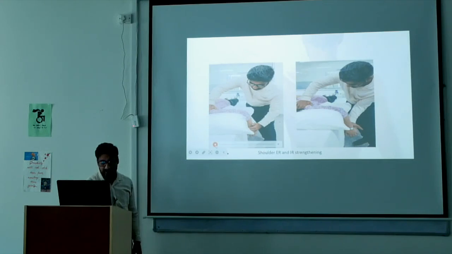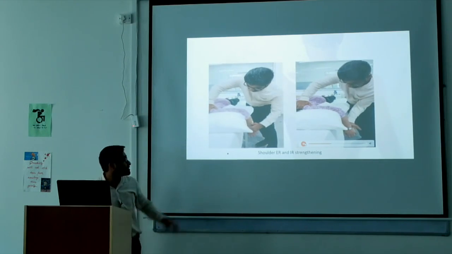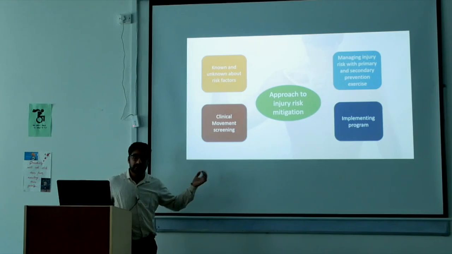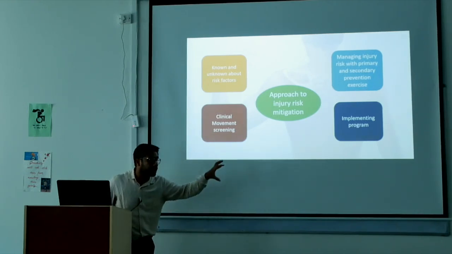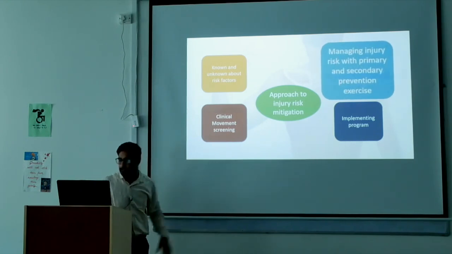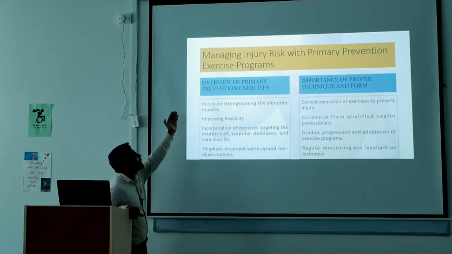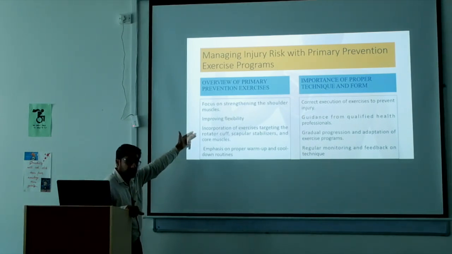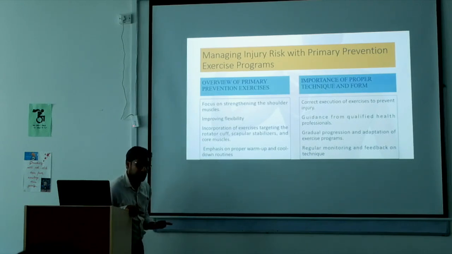We also tested the strength in external rotation and internal rotation strength in 90-degree abduction. Third part is devising the strategy for primary and secondary care or secondary preventive strategies. Now, the first function is to focus on strengthening of the shoulder muscles, second improving flexibility, third targeting the specific stabilizers, fourth proper warm up and cool down strategies.